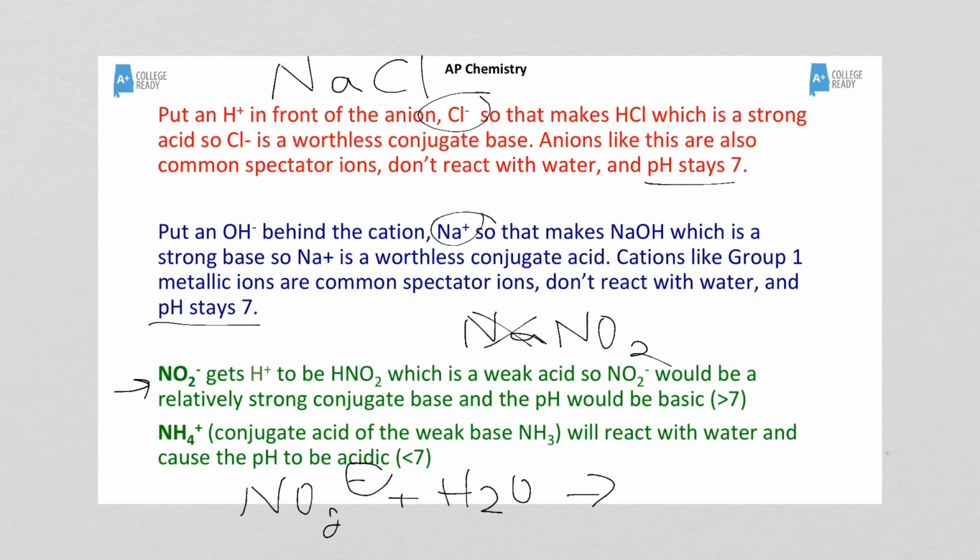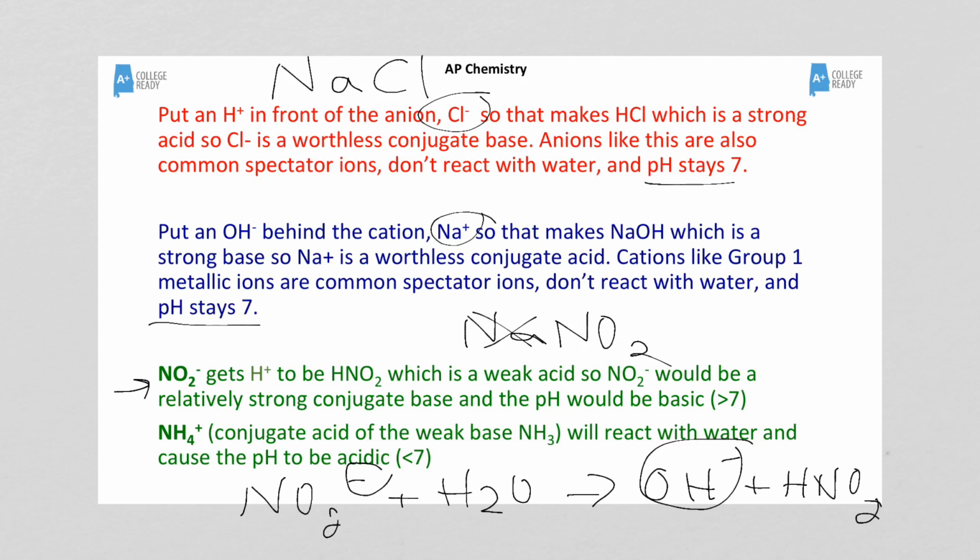So if I add nitrite ion to water, that means that it's going to form hydroxide with water, and then that hydrogen is donated, and there we end up with that weak acid we were talking about. So because hydroxide ion is produced, this is a basic salt.